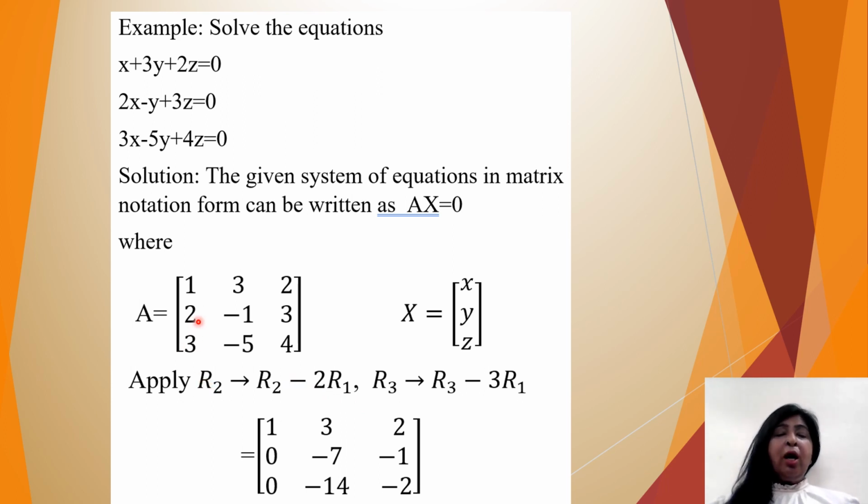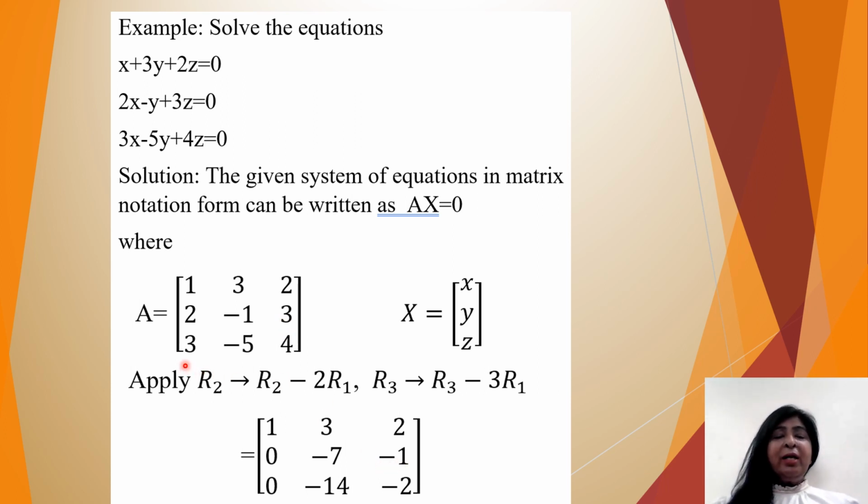So what will we do? We will apply elementary operations. So first operation is R2 minus 2R1, because I need 0 over here. So I will get 0 over here. Then minus 1 minus 3 into 2, that is 6. So minus 1 minus 6, that will give you minus 7. And similarly the next entry will be minus 1.